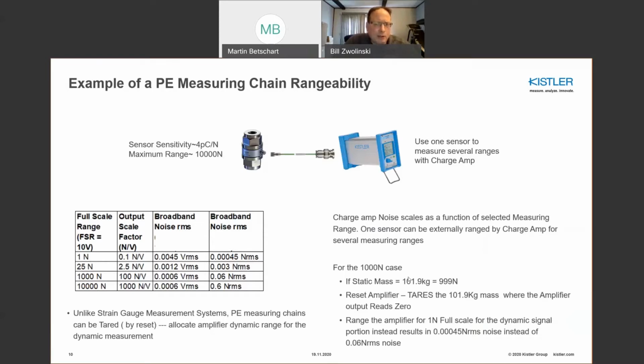And I mentioned earlier that you can actually tare the system. If you had a static mass, say, and I give an example here of, say, 100 kilograms or so, you can reset the amplifier just so you're measuring a full scale of, say, 1 Newton around that. So it gives you the ability to optimize or allocate the dynamic range of the amplifier to very low level signal without the burden of taking in the static force or static load of the test article. So quite powerful in terms of getting a high resolution type solution.